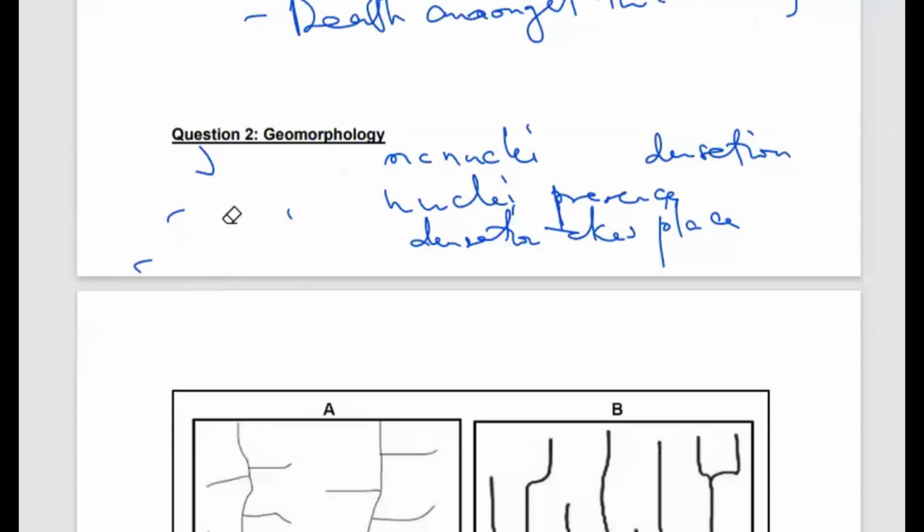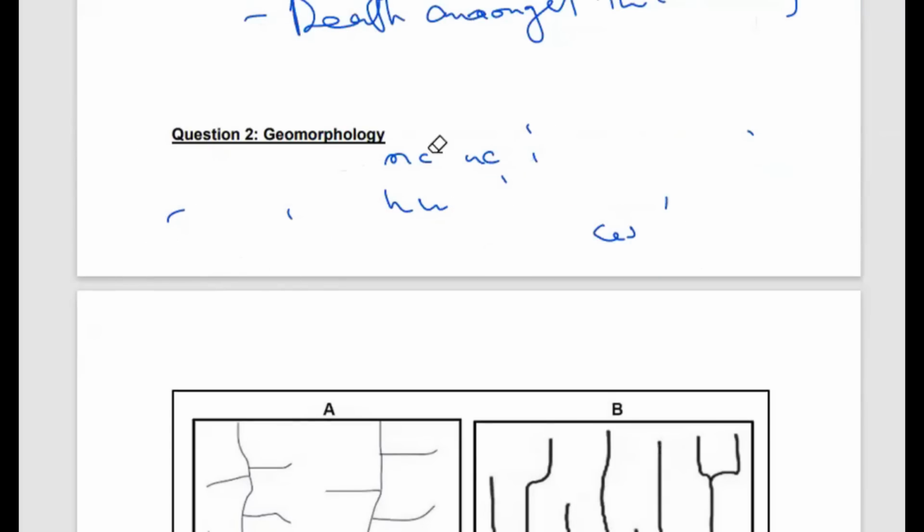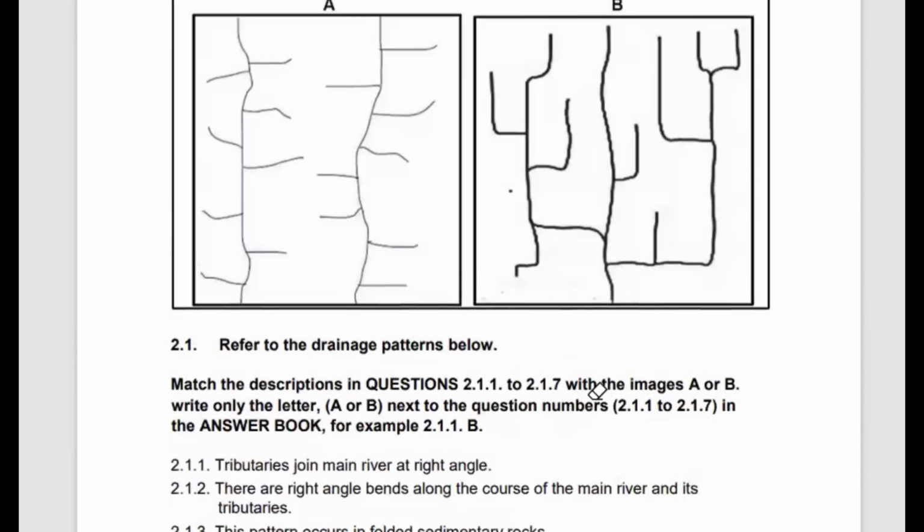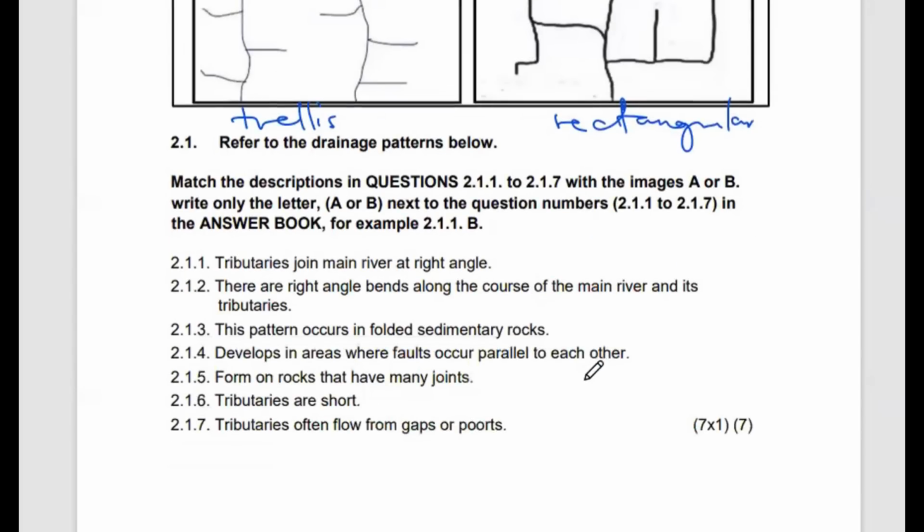We take it on to geomorphology, which is question number 2. Right, our first question is based on the illustration below on drainage patterns. We have pattern A and we have pattern B. If we closely look at these patterns, we tend to find that pattern A is more of a trellis pattern, and pattern B is more of a rectangular pattern. So based on that, we need to relate to the two.